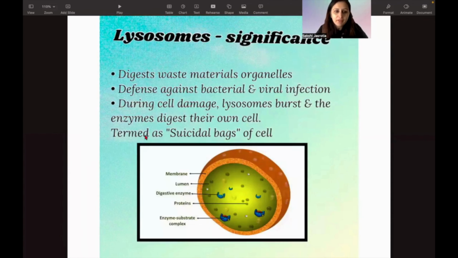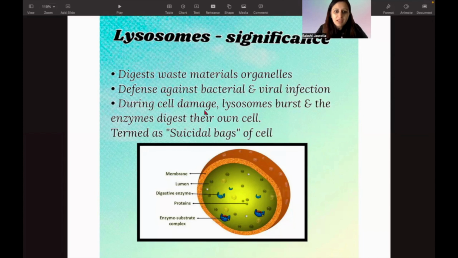Now, the significance. So digest waste materials also, defense against bacterial and viral infection. अब ये जो juices secrete करता है, उससे in case of any attack of a microbial infection in the cell, in the body, so this works against that. This also acts as a defense mechanism of the cell.